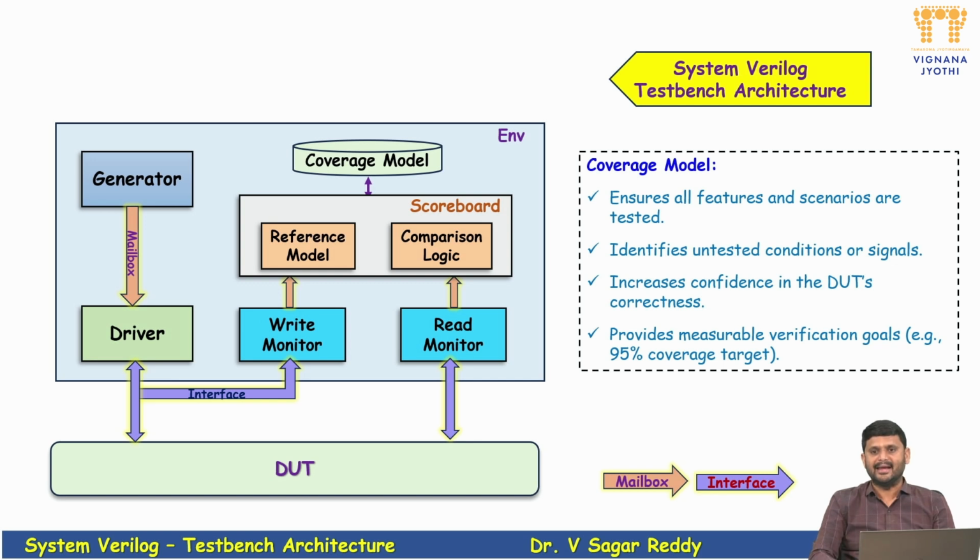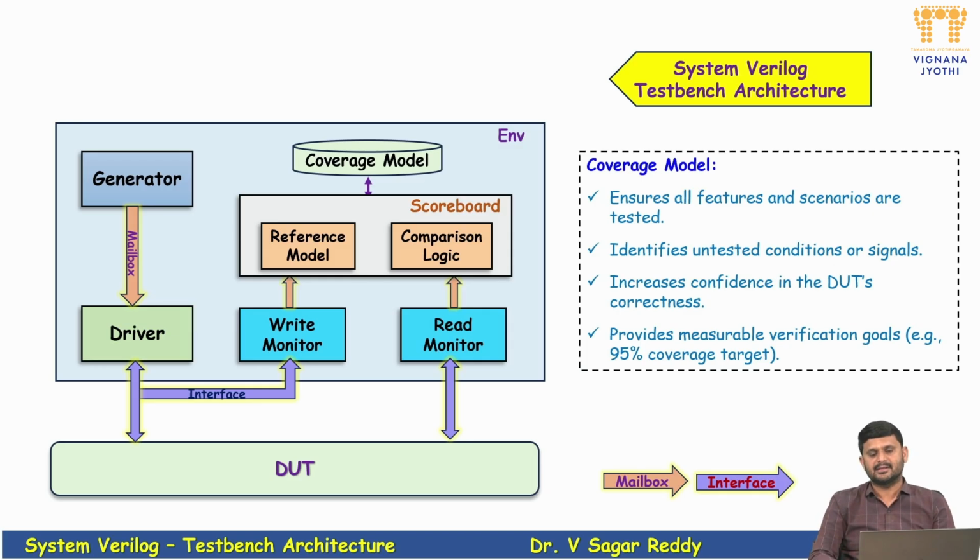And the third one, increase the confidence in the DUT's correctness. So high coverage means high confidence. Low coverage means there are still unknown risks in your design. And the last one, provides measurable verification goals.